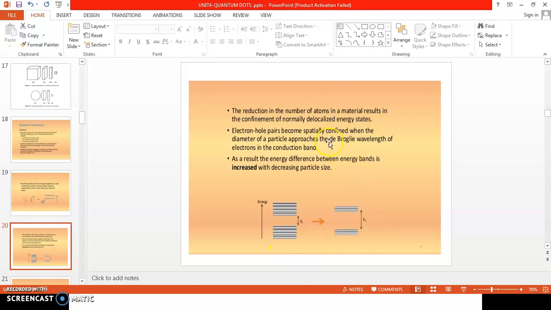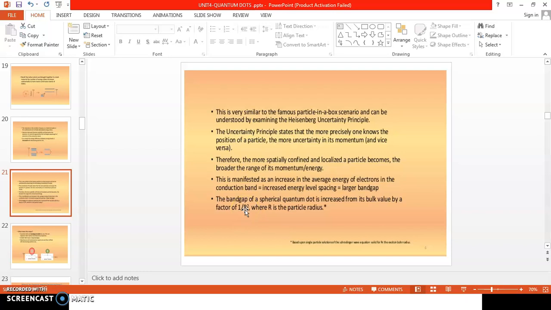The electron-hole pairs become partially confined when the diameter of the particle approaches the de Broglie wavelength of electrons in the conduction band. As a result, the energy difference between the energy bands increases with decreasing particle size. When you take a large particle, it has a very small amount of energy, but when the size of the particle is very small, the energy level is very high.